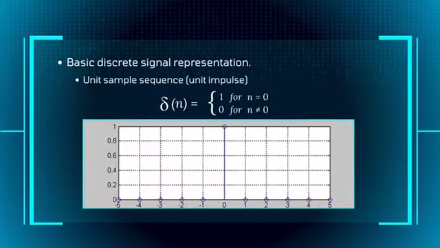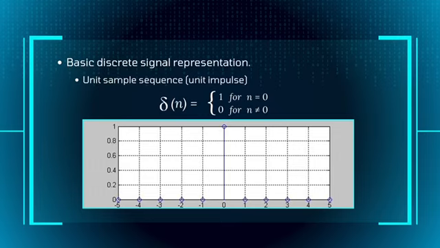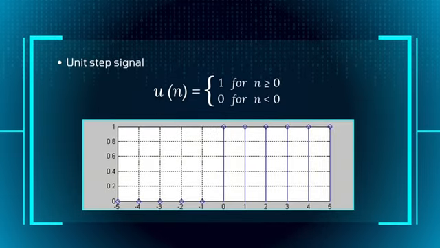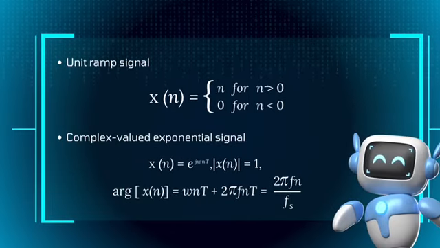Next is basic discrete signal representation. Below here is the unit sample sequence, unit impulse. Next is the unit step signal. Next is the unit ramp signal. Lastly is the complex valued exponential signal.